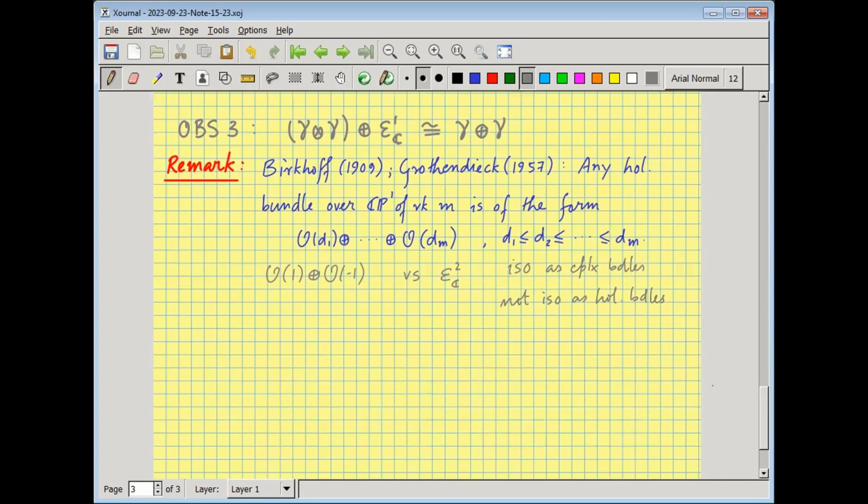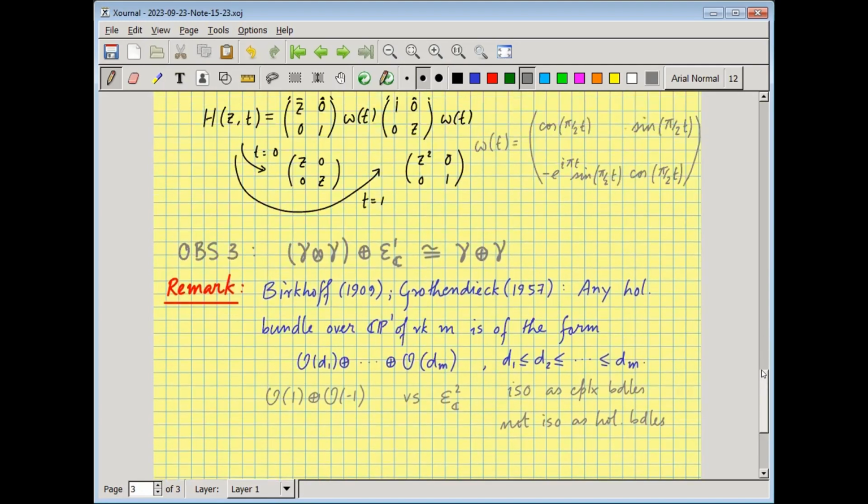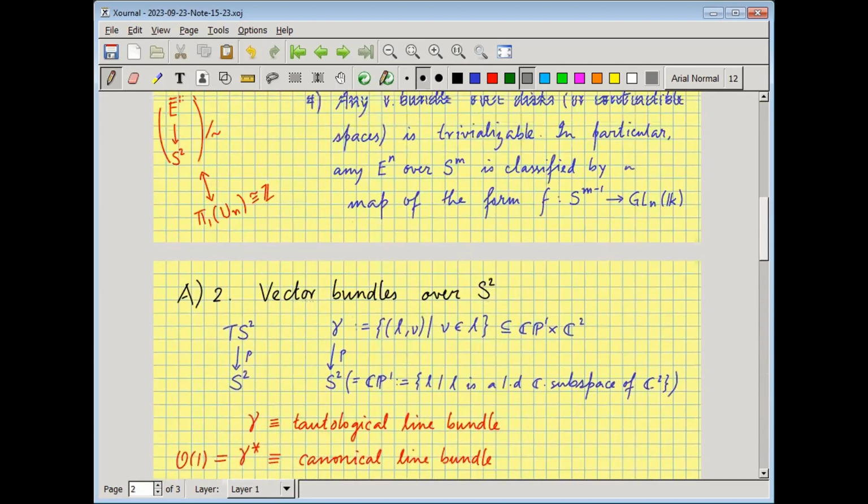So there's something to be said about this. Anyway, as I said, this already gives us a handle on what a bundle over S2 looks like, even up to this refinement of holomorphic bundles. But we'll not use the full power of this. Any questions so far? That means 4 by 8.